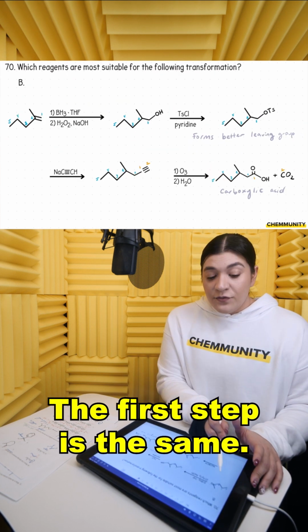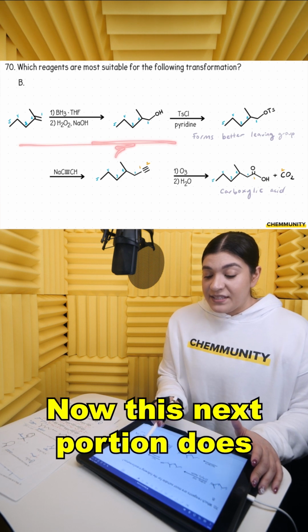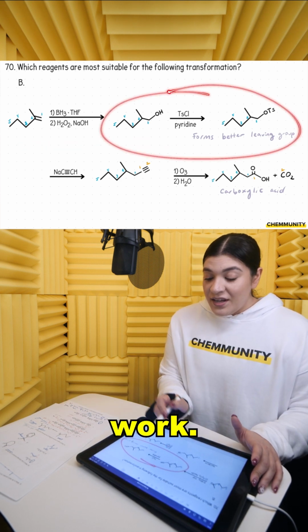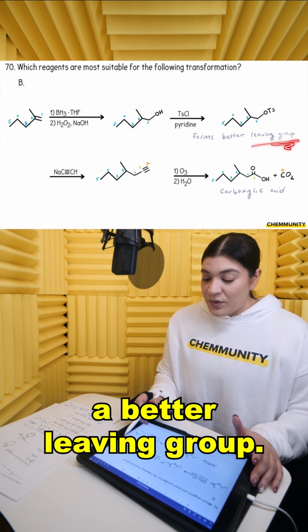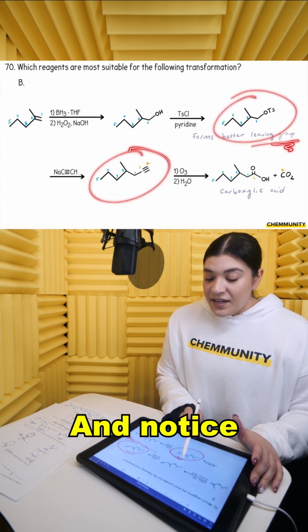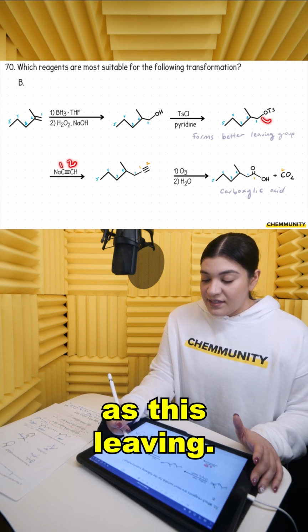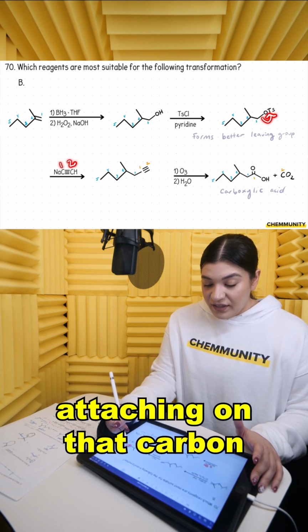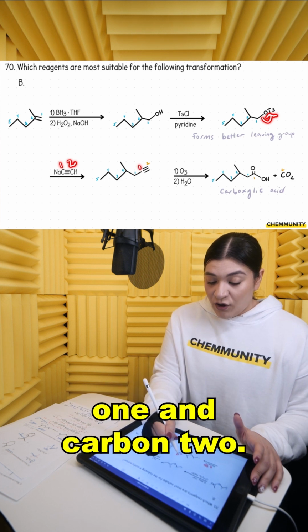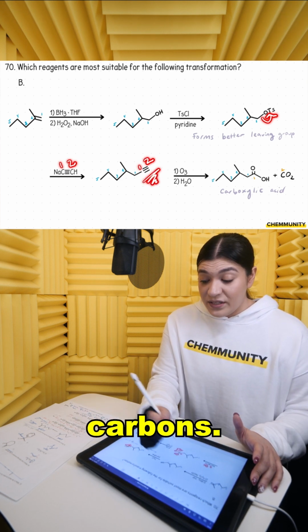Moving on to B, the first step is the same. Now this next portion does work. This forms a better leaving group, so we can apply this. And notice all we're doing is adding 2 additional carbons. So think of this as this leaving. We're now attaching on that carbon 1 and carbon 2, so we added 2 more carbons.